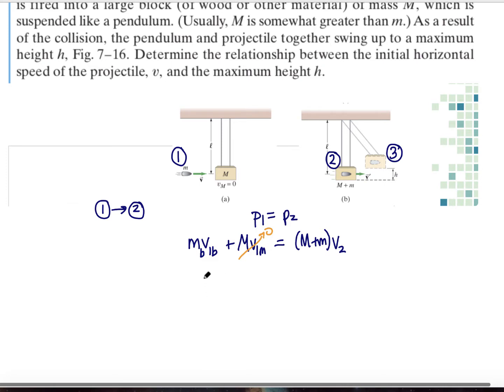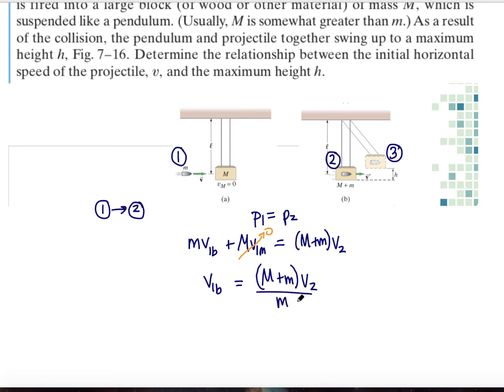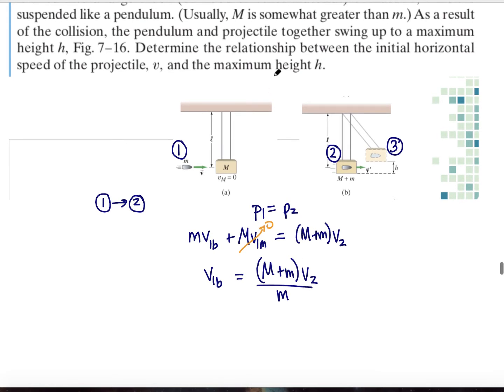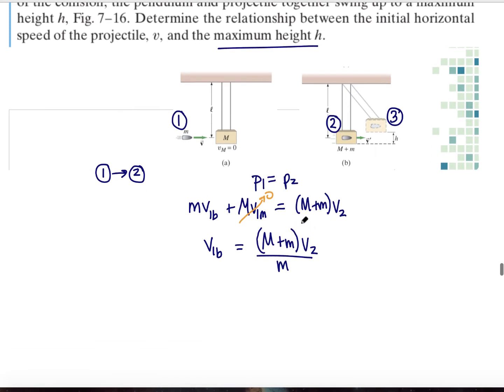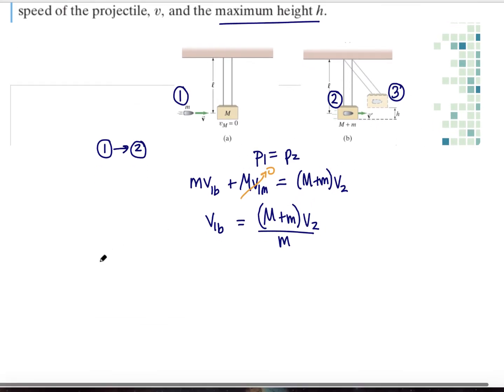So since we've gotten rid of this term, V1b is simply going to be, let's be a little more consistent here. This is little m, and this one we can just say is V1. Let's leave it as V1 bullet. We take big M plus little m times V2 and divide that by the mass of the bullet, little m. So this is from our conservation of momentum. The second part is we want to determine this as a function of the maximum height that the box goes to. So now we're going to look at 2 to 3.